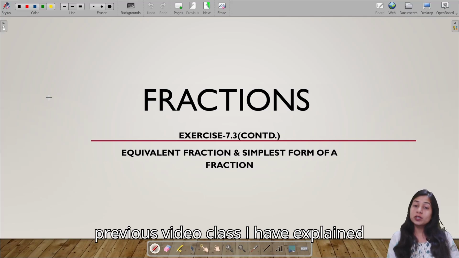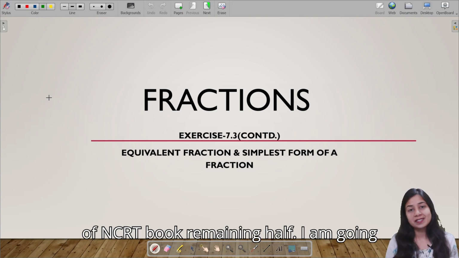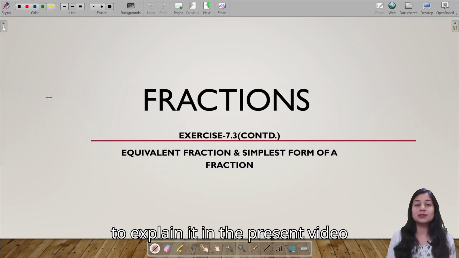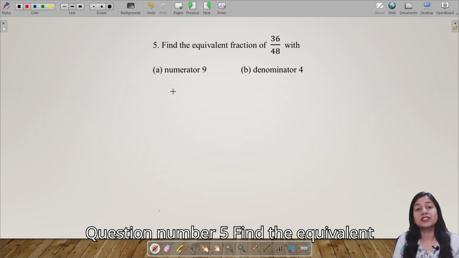So in the previous video class, I have explained half of the exercise 7.3 of fractions of the NCERT book. The remaining half I'm going to explain in the present video. So I'm sure everyone is with me. So let's begin. Question number 5.